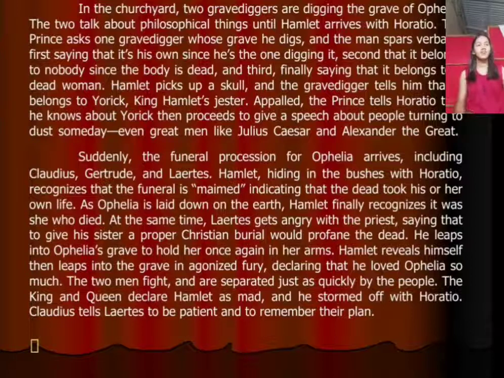Hamlet reveals himself, then leaps into the grave in agonized fury, declaring that he loved Ophelia so much. The two men fight, and are separated just as quickly by the people. The king and queen declare Hamlet as mad, and they storm off with Horatio. Claudius tells Laertes to be patient and to remember their plan.